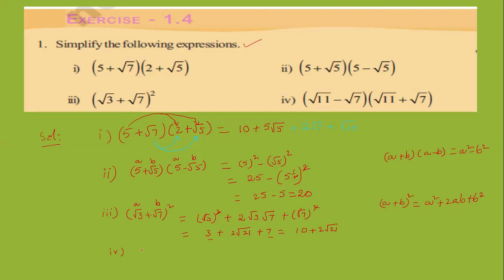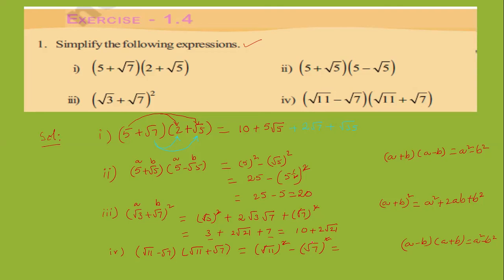How can you do this one? First we may write (root 11 minus root 7) into (root 11 plus root 7). How does it look? Like a minus b into a plus b. Already we have written a minus b into a plus b. What is the product of these two? Already you know it: a square minus b square. Then you can use that one here. Here root 11 whole square minus root 7 whole square. Then what do you get here?